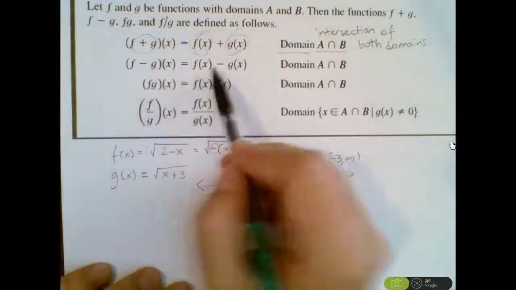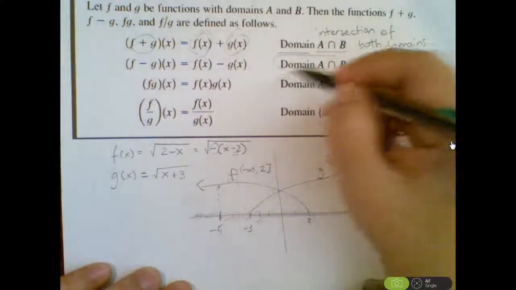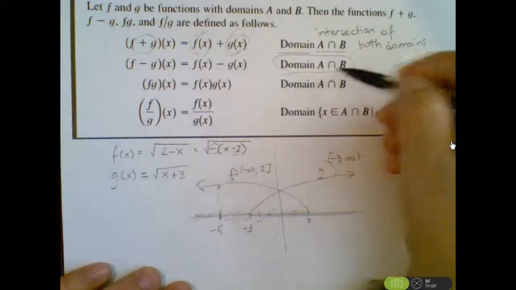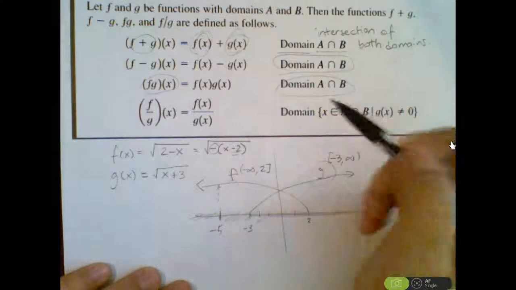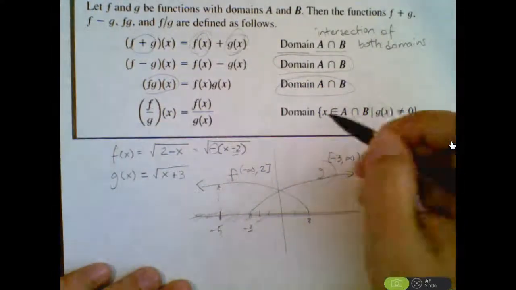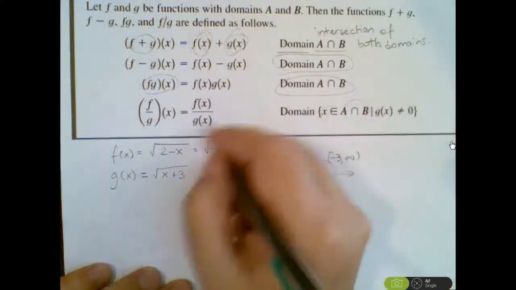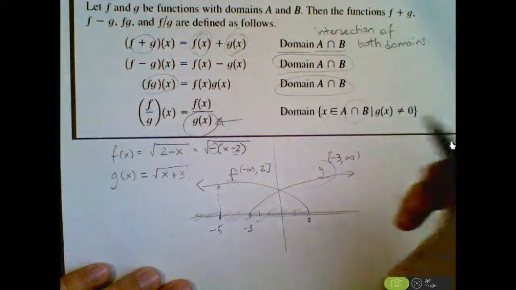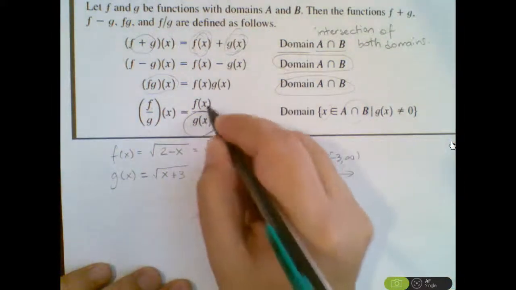For the subtraction of two functions, I can subtract them, and the domain is still going to be the intersection of both domains, or all the x's that belong to both domains. For the multiplication, the domain is going to be still the same. But now for the division, the domain is going to be all the x's in the intersection, as long as g of x is not 0. Because it is at that point where you really can't divide by 0.